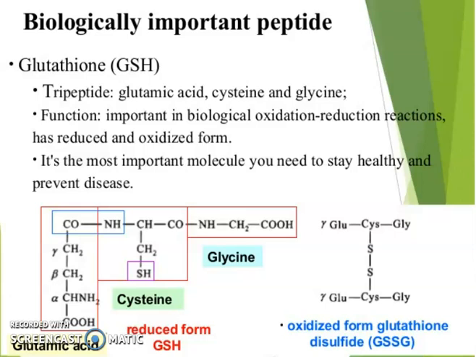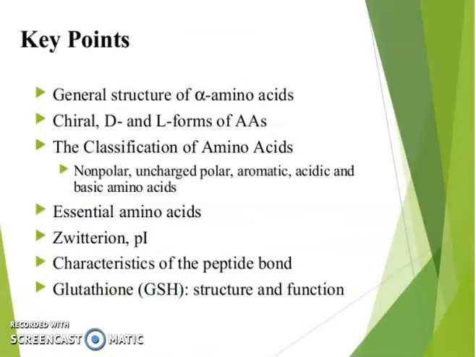Now, glutathione is a tripeptide of glutamic acid, cysteine, and glycine. It functions in important biological oxidation-reduction reactions and has a reduced and an oxidized form. It is one of the most important molecules we need to stay healthy and prevent disease. You can see glutamic acid, cysteine, glycine in the reduced form, GSH. The oxidized form is glutathione disulfide.